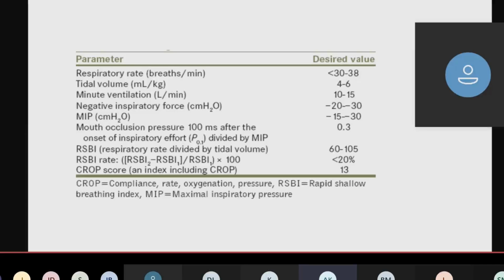And ideally, what we do is the RSBI, rapid shallow breathing index. That should be less than 105. So if a patient has an RSBI of less than 105, they have a very good chance of successful extubation. And other scores include the CROP score, which looks into your compliance, rate, oxygenation, pressure. So the desired value should be around 30.